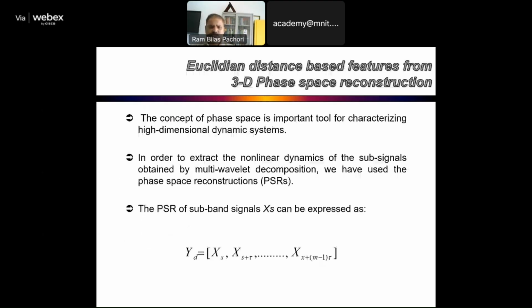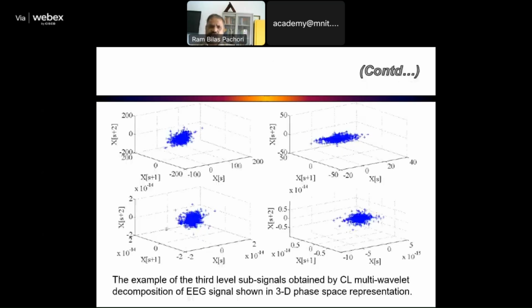The concept of phase space is an important tool for characterizing high dimensional dynamic systems. In order to extract the non-linear dynamics of the subband signals from multi-wavelet decomposition, we have used phase space reconstruction. The phase space reconstruction of subband signals can be expressed mathematically by the following expression. This is one example where, at third level, there are 4 subbands, and the phase space reconstruction plot can be seen.